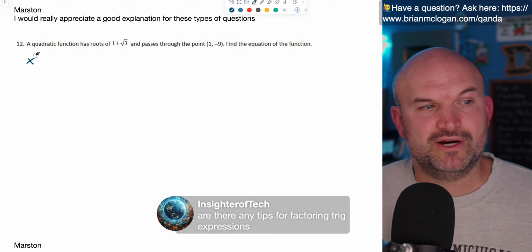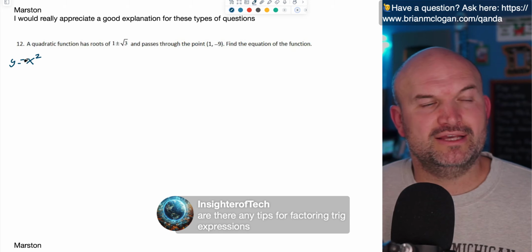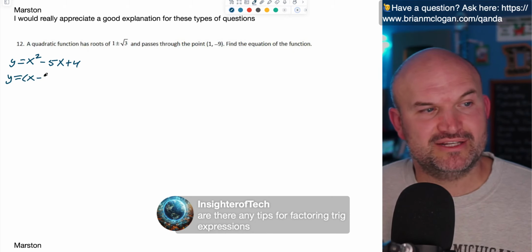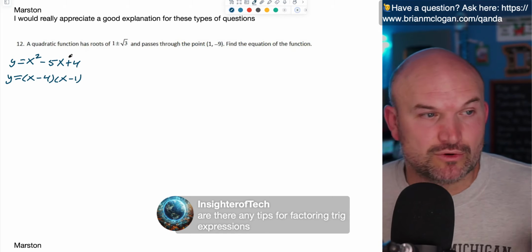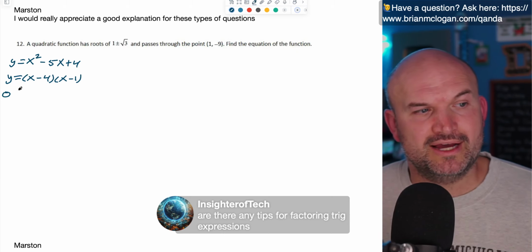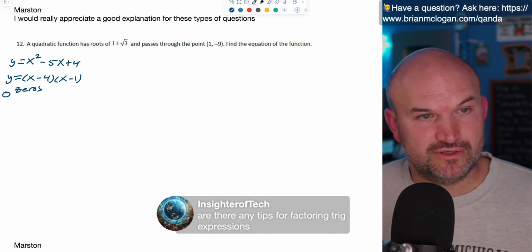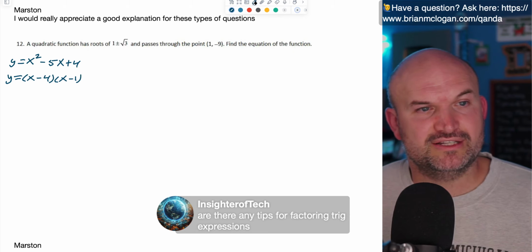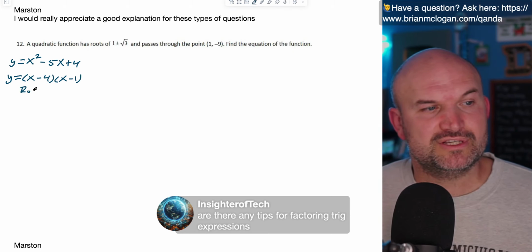If I had, let's do y, y equals x squared minus 5x plus 4. Well, we can rewrite that in the factored form of y equals x minus 4 times x minus 1. And if we want to find the roots, or the zeros, we would replace y. So there it is in factored form. If we want to find the roots, we'll set y equal to 0.